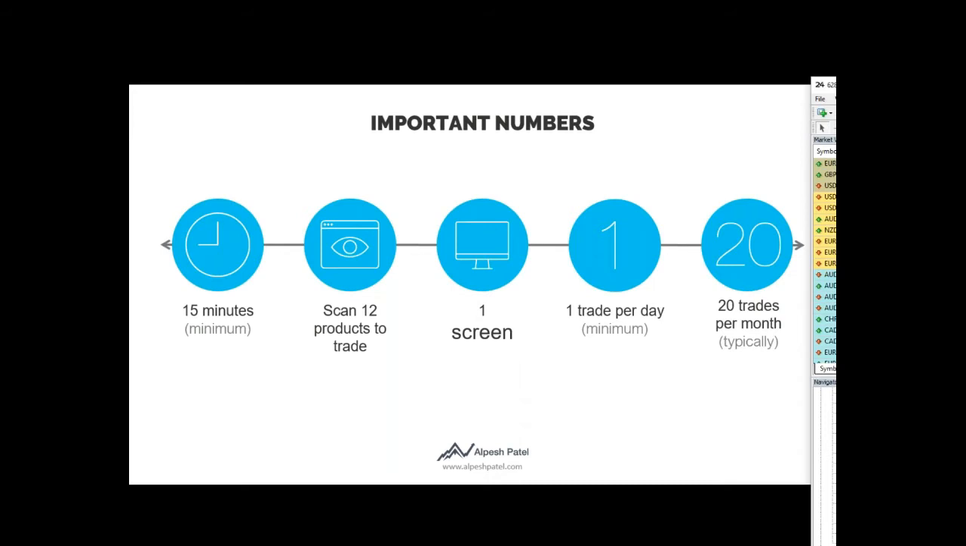I say, look, I don't want you spending too much time in front of the screen because you're going to get a poor return on time invested. Scan 12 to 22 products. In one sense, it almost doesn't matter.